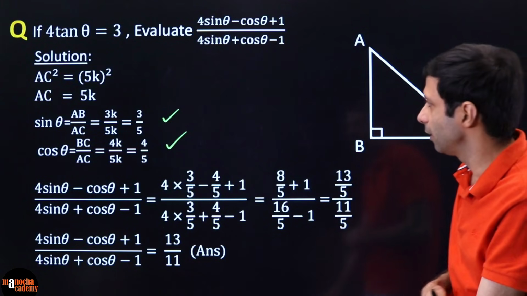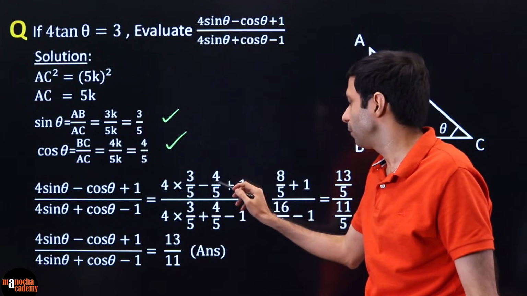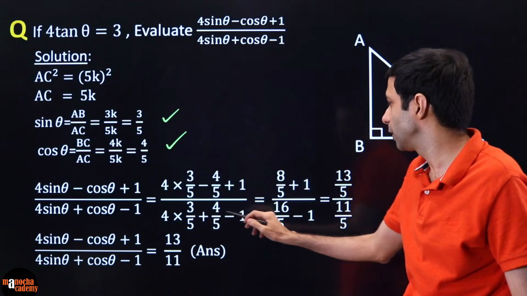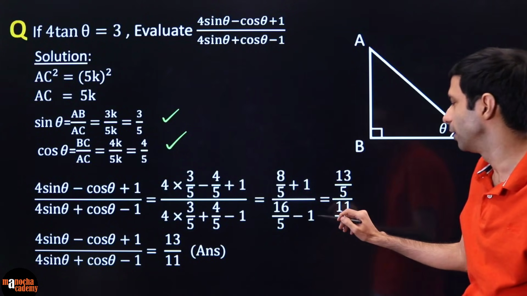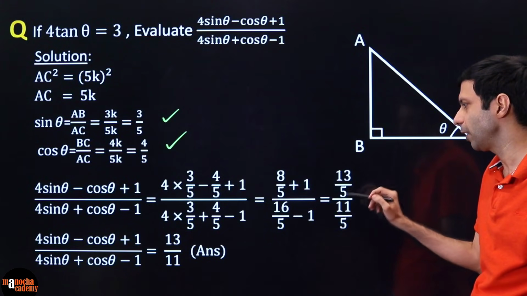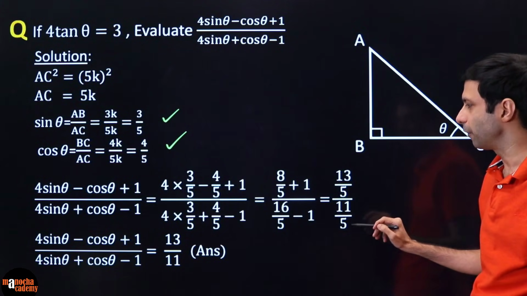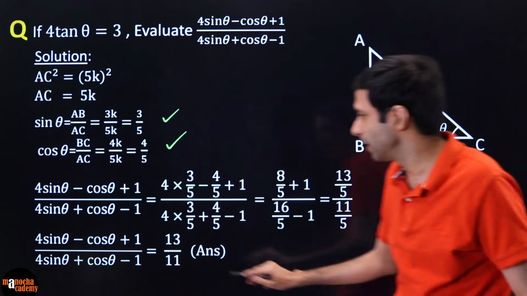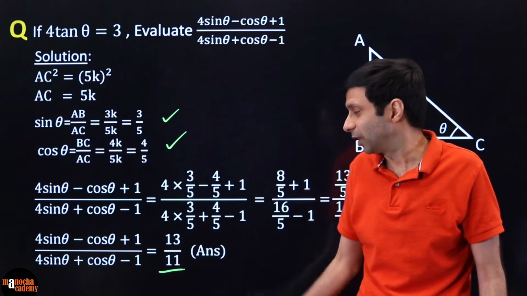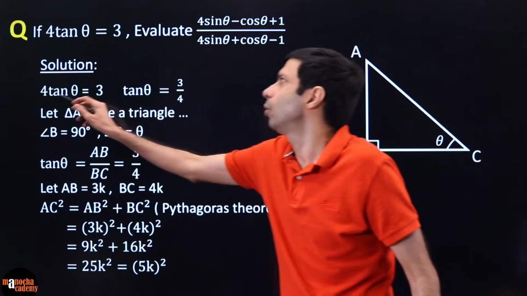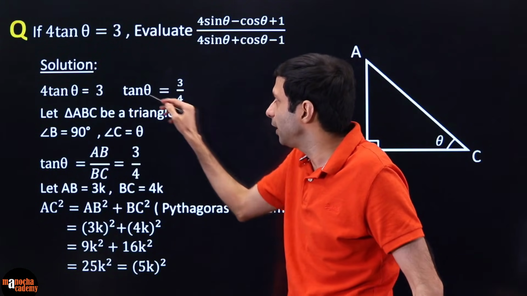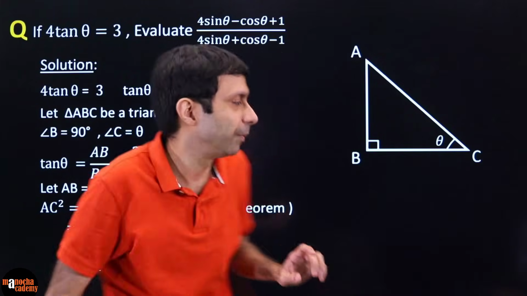I think you are getting 12 by 5 minus 4 by 5, so that is 8 by 5 plus 1. And here again 12 by 5 plus 4 by 5, so 16 by 5 minus 1. If you take the LCM, 8 plus 5 is 13 by 5, 16 minus 5, 11 by 5. So 5 cancel. The final answer is turning out to be 13 by 11. And so that is our final answer here. 4 tan theta is 3. So if I bring it on the other side, it will become 3 divided by 4, right? Look at the question.